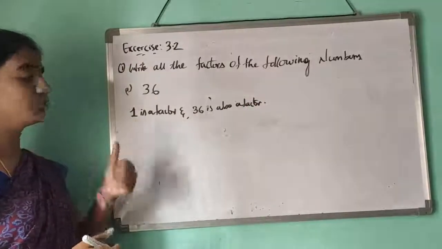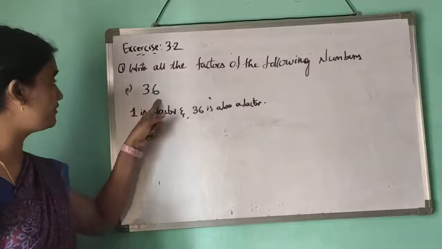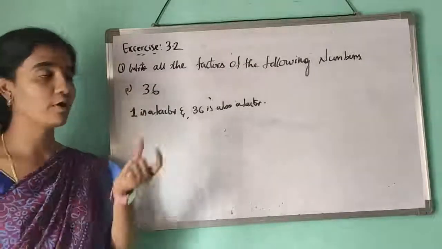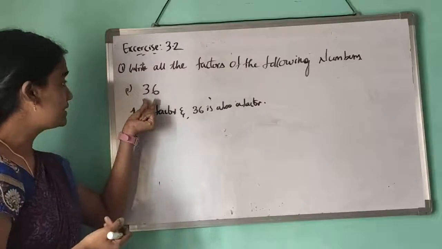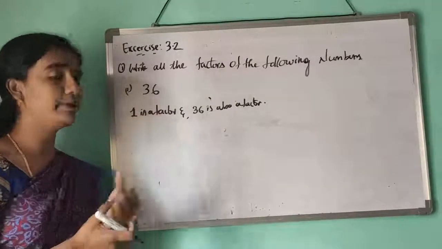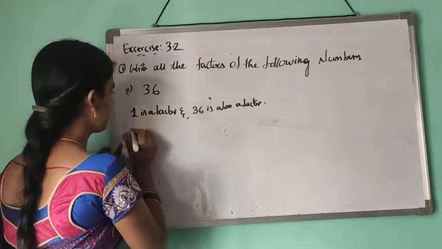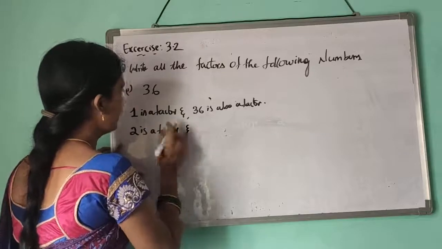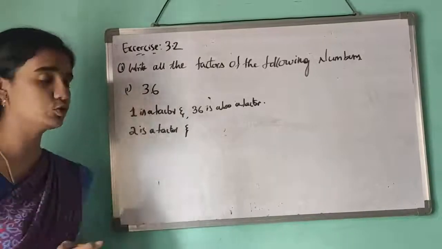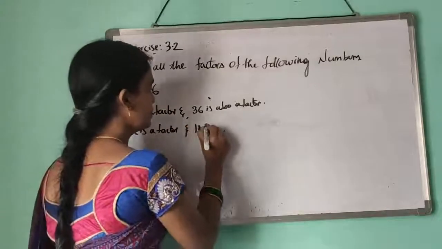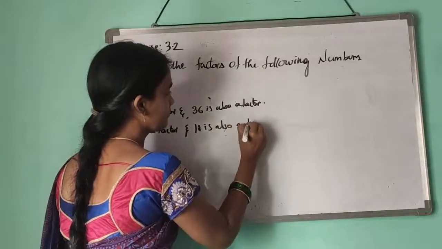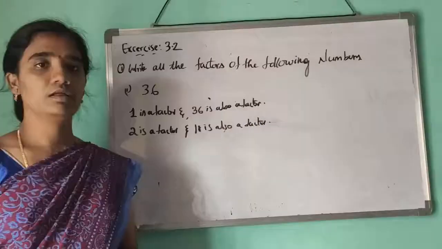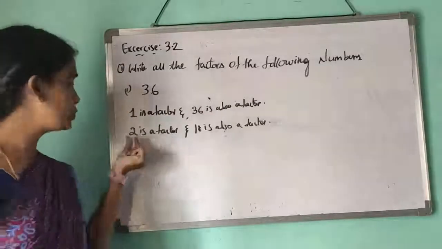We will go to 2. Check whether 36 is divisible by 2 or not. Yes, it is divisible by 2. So 2 is a factor of 36. And how many times does 2 go into 36? 18 times. So 18 is also a factor. Now 1 is completed, 2 is also completed.